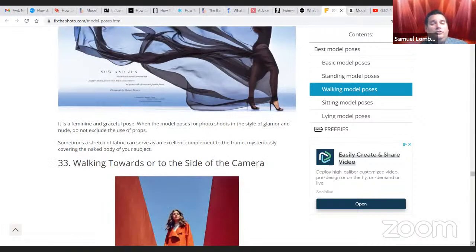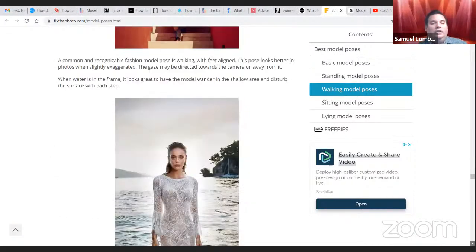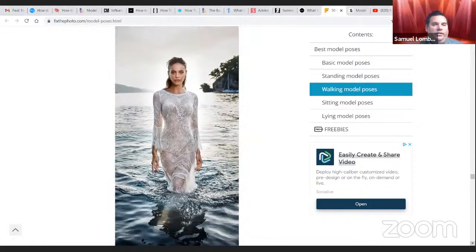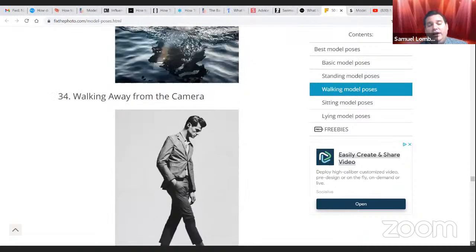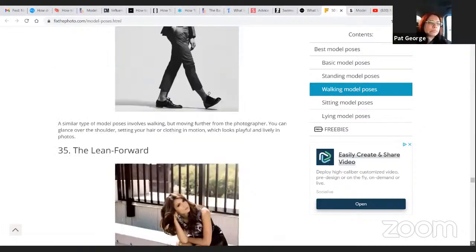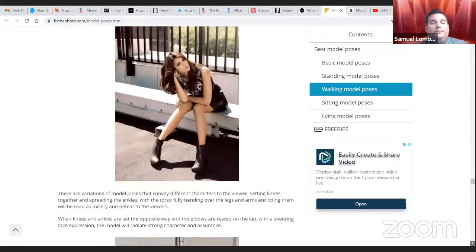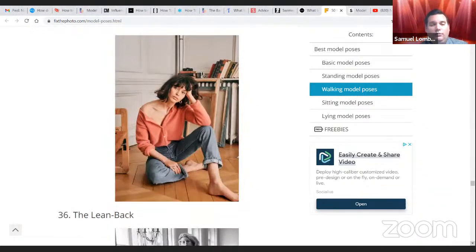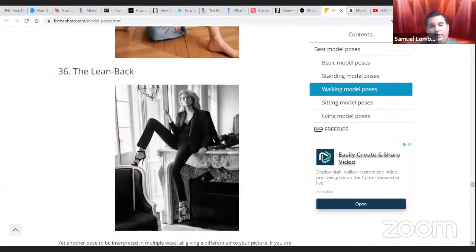Walking towards or to the side of the camera. Okay, so you want to be creative there. Walking away from the camera. So now you're looking like you're walking away from the camera, even though you're actually facing the camera, if that makes sense. The lean forward. This is the lean forward pose, as well as this one. The lean back pose, right there.